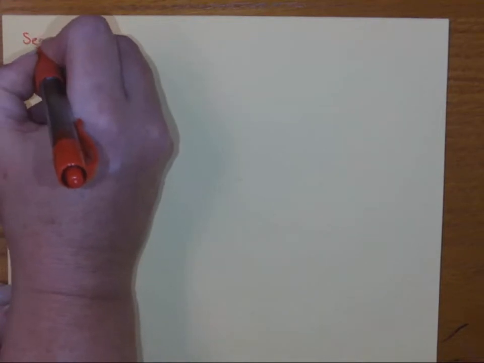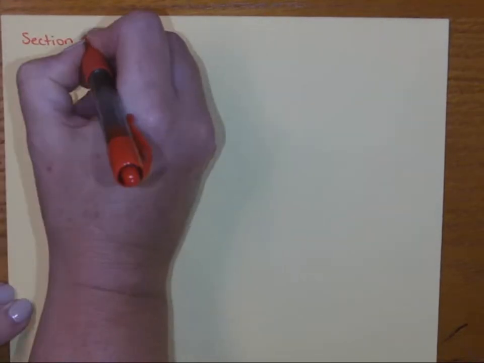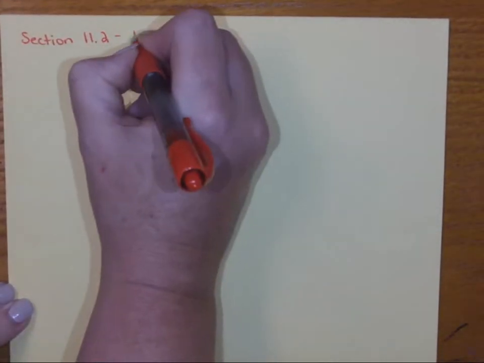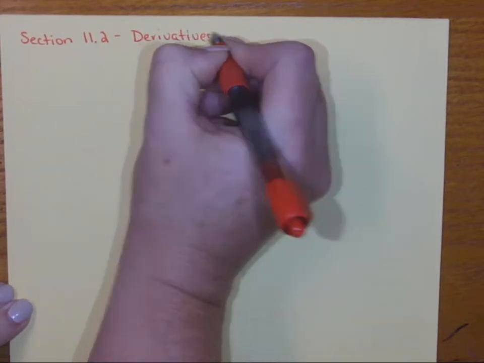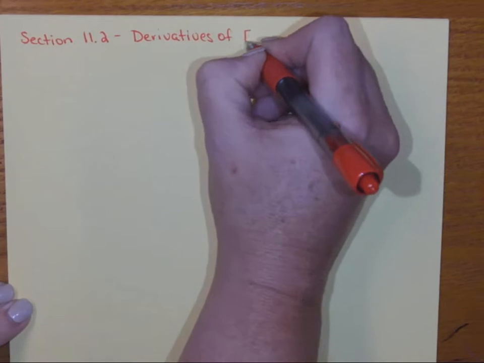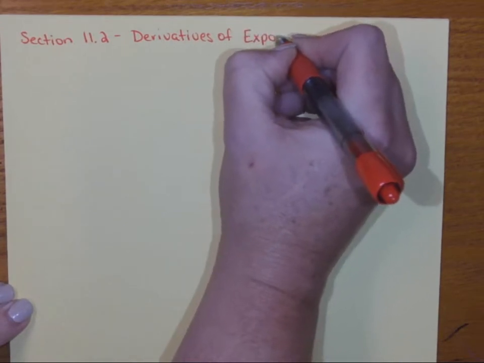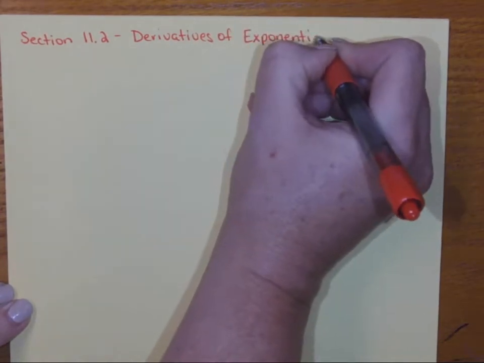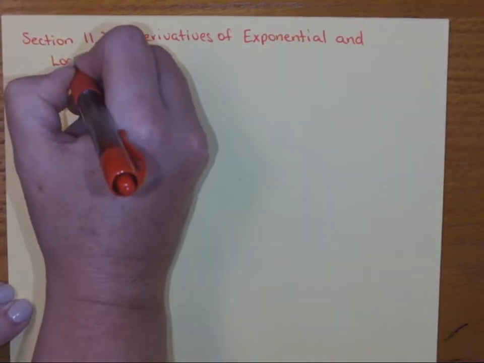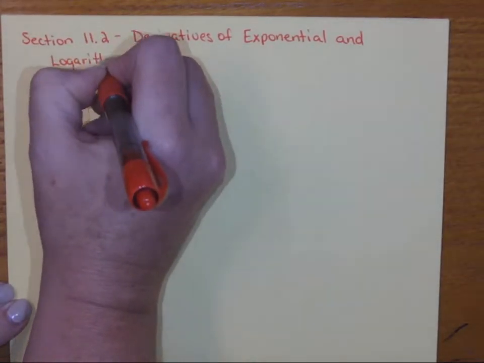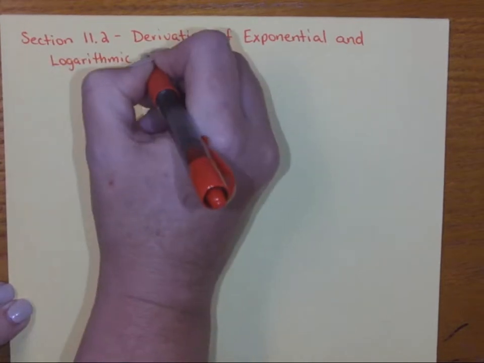We are skipping around a bit, but just like I mentioned at the beginning of the warm-up, we're going to look at the derivatives of exponential and logarithmic functions. I kind of consider these to be special cases. So how do we find the derivatives of these maybe more unusual functions?